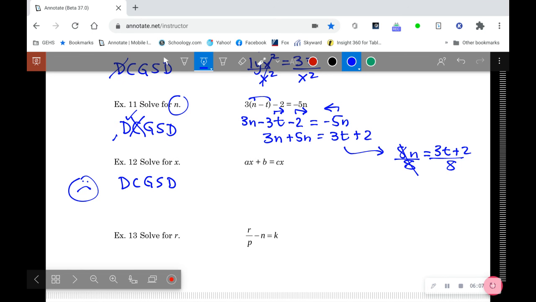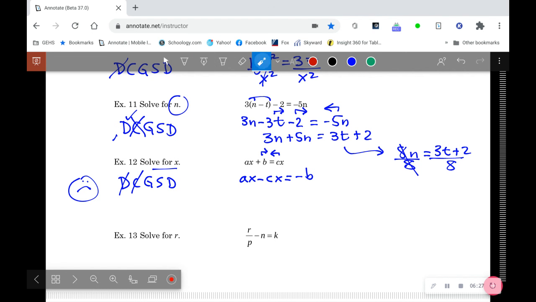There's no distributing in this problem. There's no fractions to clear, but we do need to gather the x's that we're solving for. I'm going to take the cx over to the left, and I'll take the b the other direction. So it's ax minus cx equals negative b, or the opposite of b is a better way to read that.